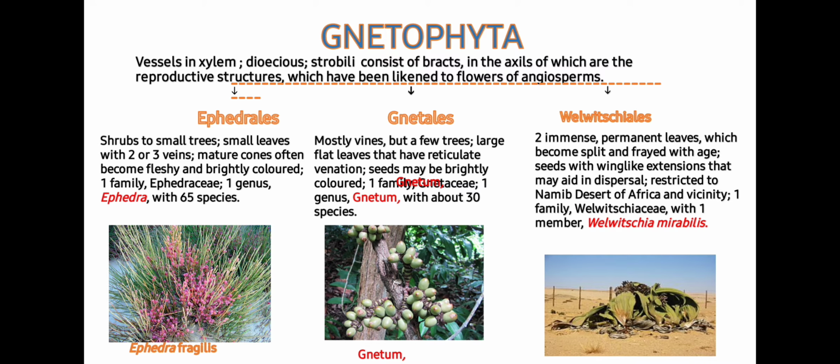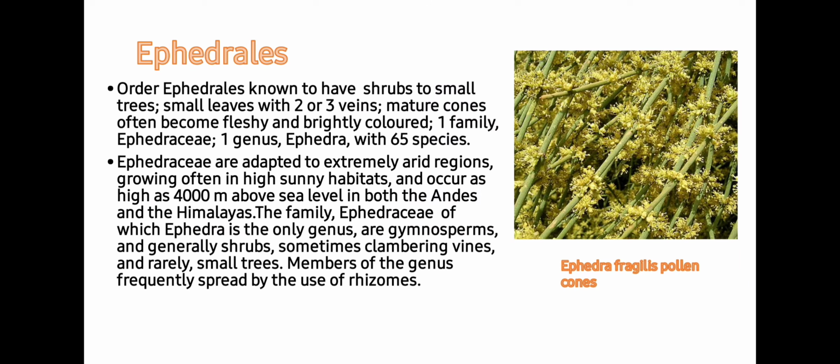So this is about Gnetophyta, which comprises Ephedrales, Gnetales and Welwitschiales. And in this video, we are going through Ephedrales in detail. Students, as I explained earlier, Ephedrales is an order in the Gnetophyta, known to have shrubs to small trees with small leaves, 2 to 3 veins, mature cones which often become fleshy and colored, one family Ephedraceae and one genus Ephedra, having 65 species.